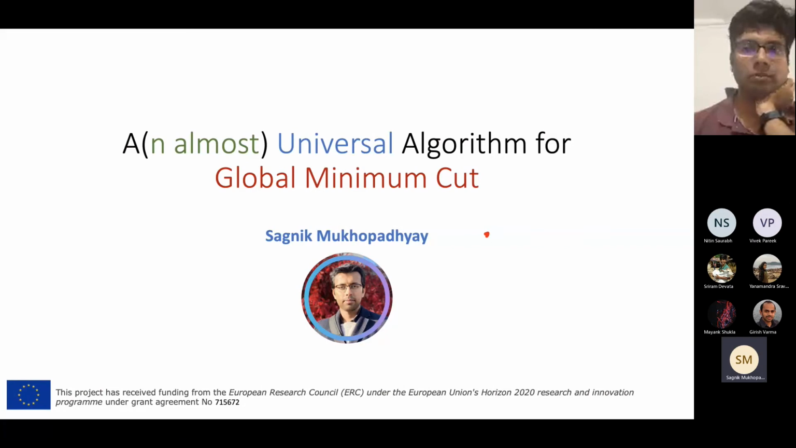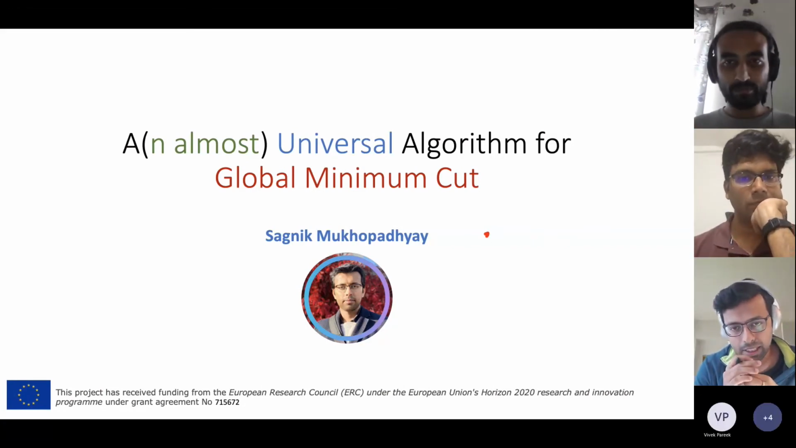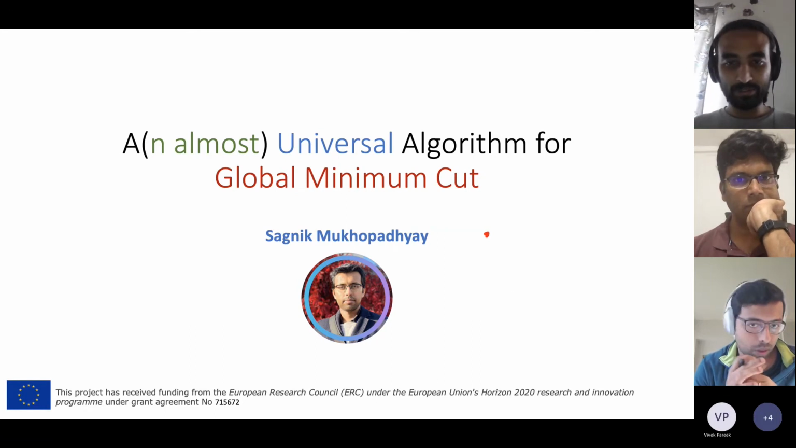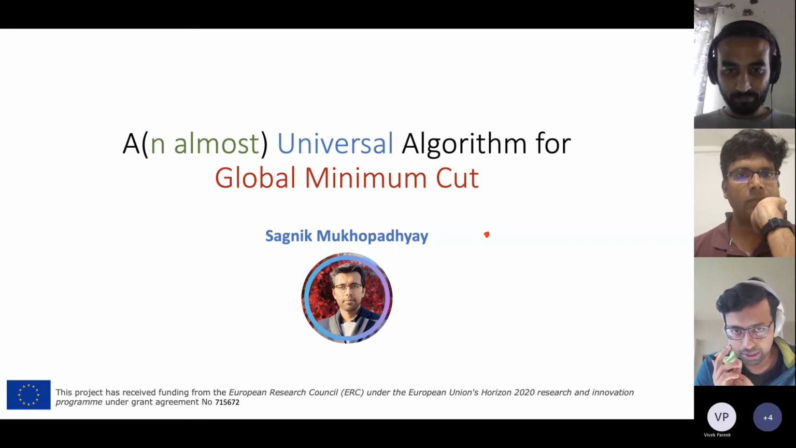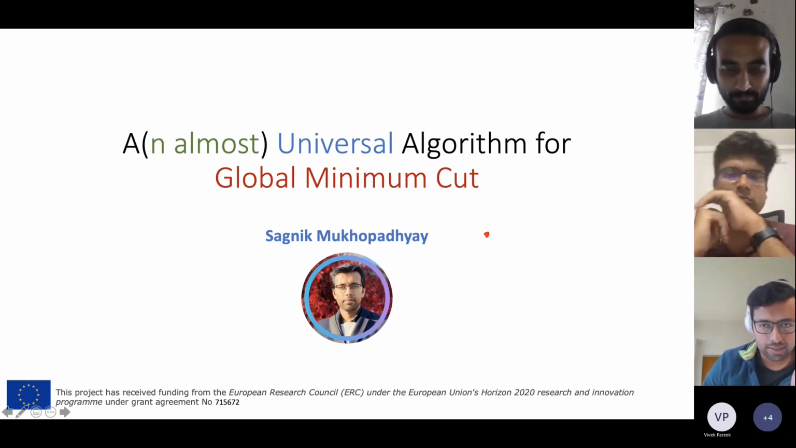The talk is an almost universal algorithm for global minimum cut. So the plan of the talk is to spend a little bit of time in the beginning to talk about what is global minimum cut and what I mean by a universal algorithm for it. So let's start with the basics.